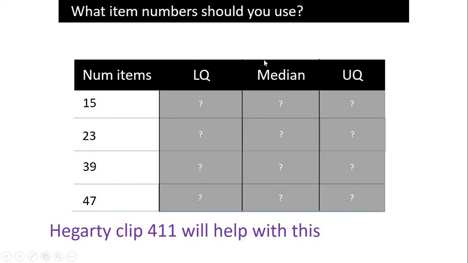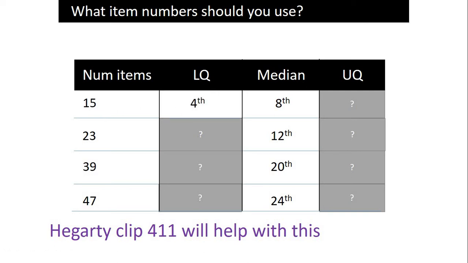Let's go through then. So let's go for the median first. Adding 1 would give us 16 items, and half, the median will be found at the 8th data value. Similarly, number of items 23, add 1 on 24 and half it, will be the 12th data item, 20th data item, and 24th. So for the lower quartile, you're adding 1 on and finding a quarter. So 16 items, a quarter of that, the lower quartile will be the 4th item. For 23, the 6th, the 10th, and the 12th.